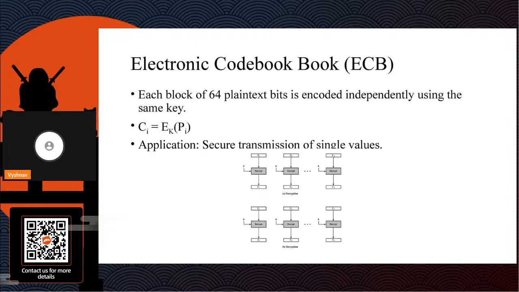ECB is the simplest of the modes and is used when only a single block of information needs to be sent, for example, a session key encrypted using a master key. So if I want to send a key, which is a single short value, that is fine. But if the plain text is lengthy and repeated, we'll get the same ciphertext, so the attacker can figure out the key, the plain text, etc. So it's better to use ECB only for small values. The main disadvantage of ECB is that message repetitions will show in the ciphertext.